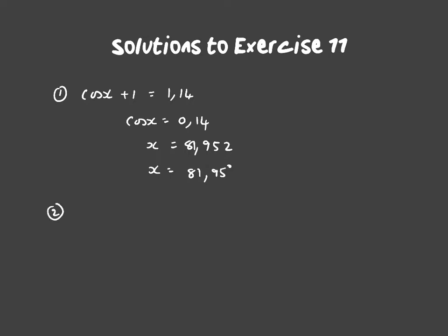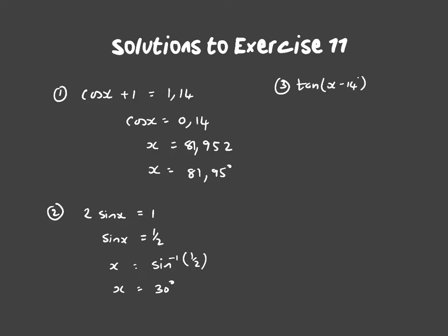In the next one, it is 2 sine x is equal to 1. So 2 sine x is equal to 1, therefore sine x is equal to half. Okay, my trig function is alone, angle is equal to ratio, so yippee-yay, cowboy. So arc sine of a half, and what is arc sine of a half? That is 30 degrees.